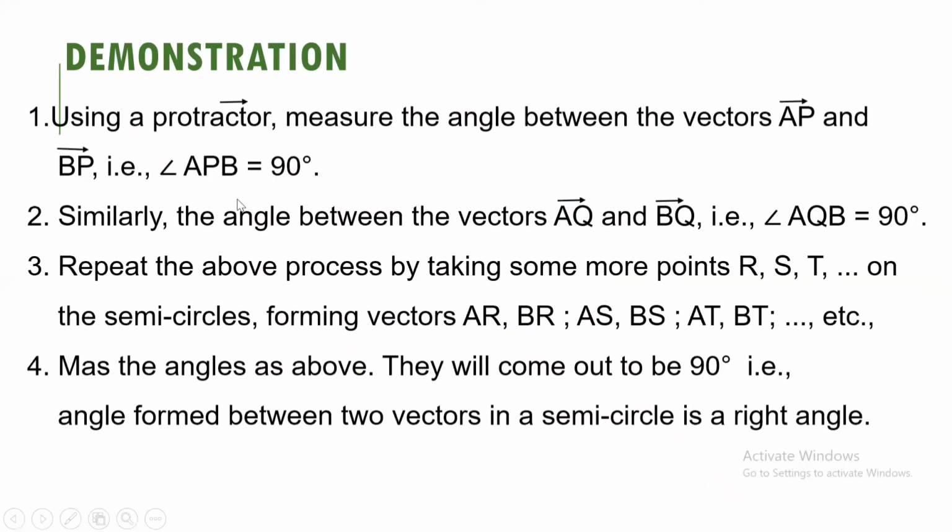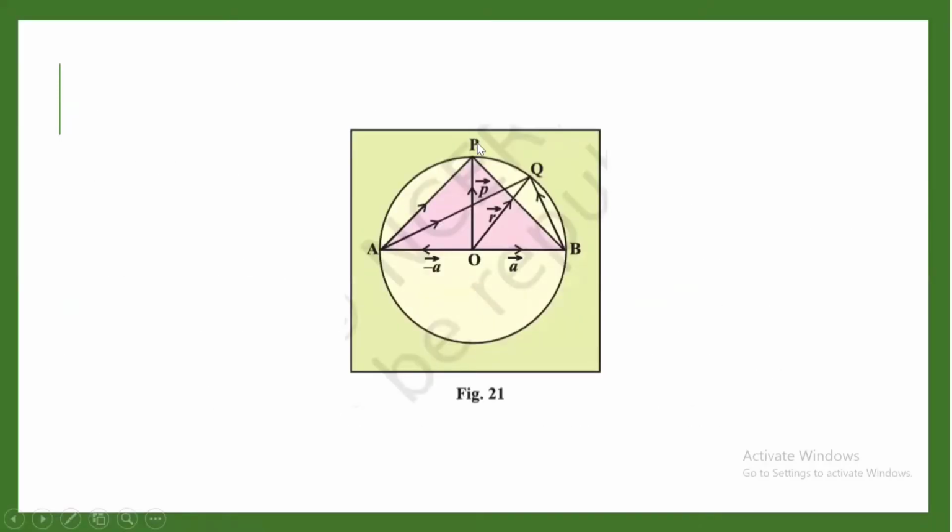Right? Now, using a protractor, I measure the angle between the vectors AP and BP. And I'll find it out. That's going to come out to be APB. Let me just show you how I'm getting that. This angle APB, the angle between the vectors AP and BP, will come out to be 90 degrees. The next step is that I'll measure the angle between the vectors AQ and BQ, that is angle AQB. This will also come out to be 90 degrees.